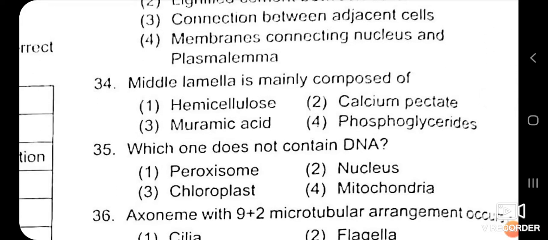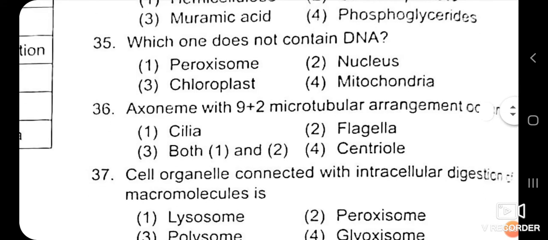Middle lamella is mainly composed of. So what is meant by middle lamella? We have seen the structure of the cell wall of the eukaryotic cell. The cell wall of the young plant cell is called the primary wall, which is capable of growth, which gradually disintegrates or degenerates, and the secondary wall is formed there. And middle lamella is a layer of the cell wall, which is mainly made up of calcium pectate, and its function is to hold or glue the neighboring cells together. So middle lamella is mainly composed of calcium pectate.